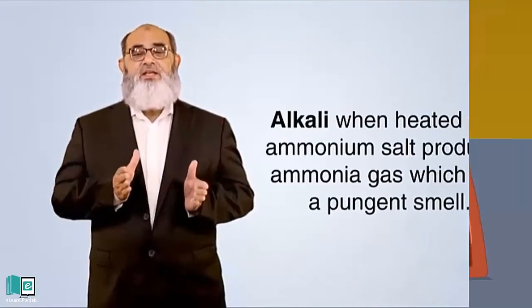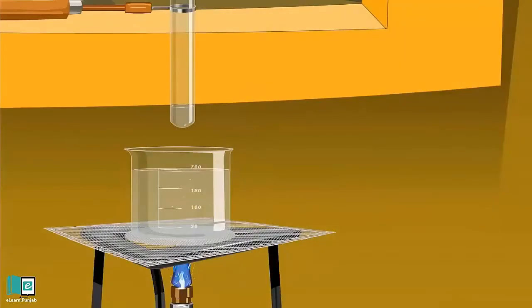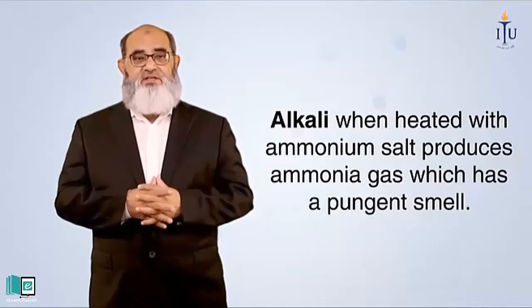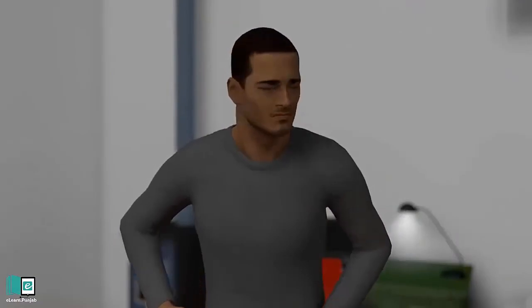One more special property of alkali: when we heat the alkali after mixing it with an ammonium salt, as a result, a pungent, irritating gas, ammonia, is produced. Pungent means when you feel a smell, you feel a strange irritation. How can we know this gas is ammonia gas? It is a pungent gas.